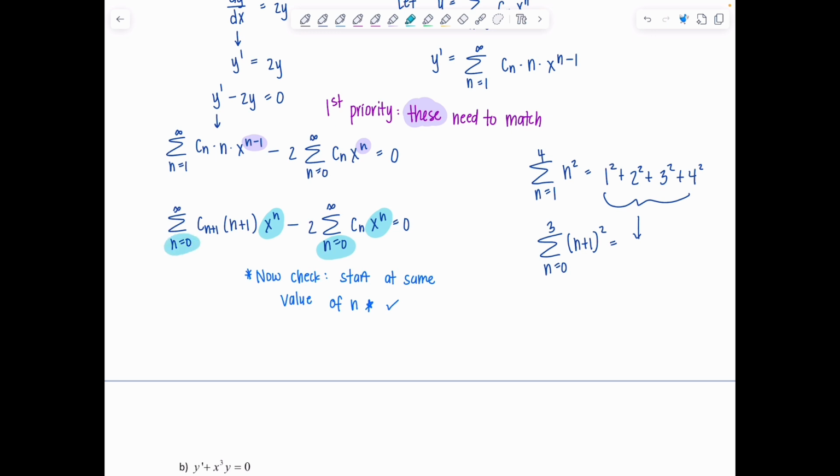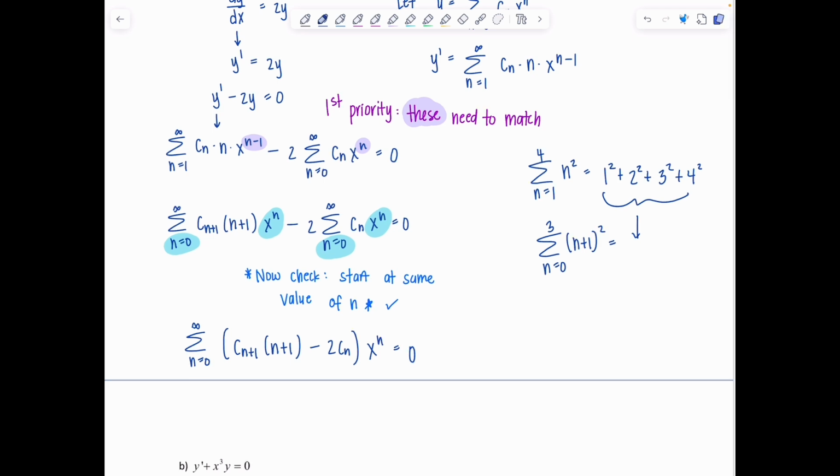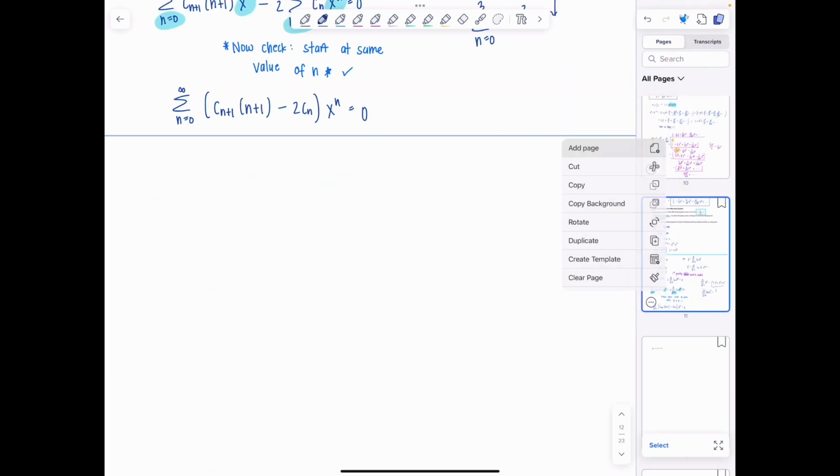Why do we like things matchy-matchy? So we can factor. That's exactly right. So I'm going to factor out the sum, n equals 0 to infinity, and I'm going to have c sub n plus 1 times n plus 1 minus 2c sub n, all of this times x to the n is 0. Are we okay? All right, good. Allow me to add a page if you will.